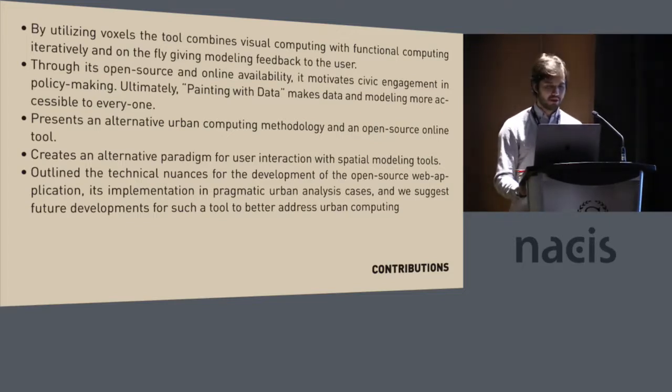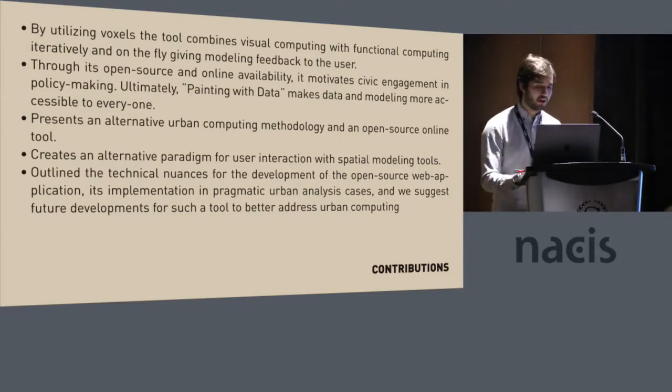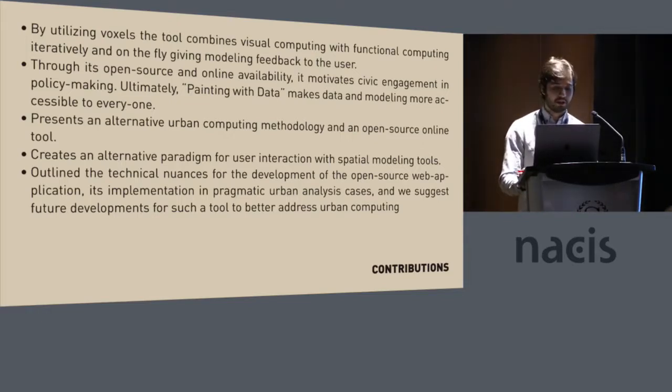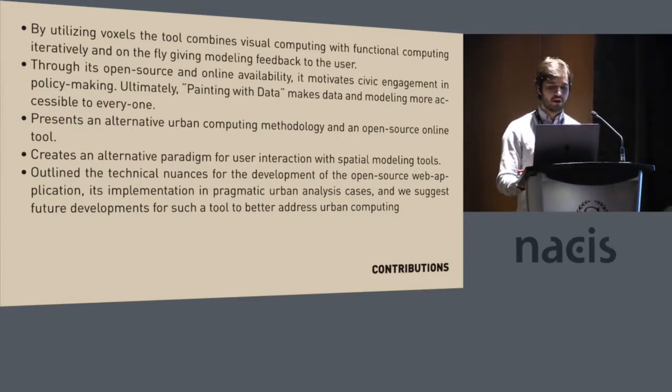A number of things that we think we contribute are, first, proposing voxels to represent spatial data. We are trying to combine visual computing with functional computing iteratively and on the fly through open source and online availability, hopefully motivating civic engagement in policymaking, making data and modeling more accessible to everyone. So we also presented an alternative way of computing with spatial data, and what we hope is a different way of mapping and computing with it.